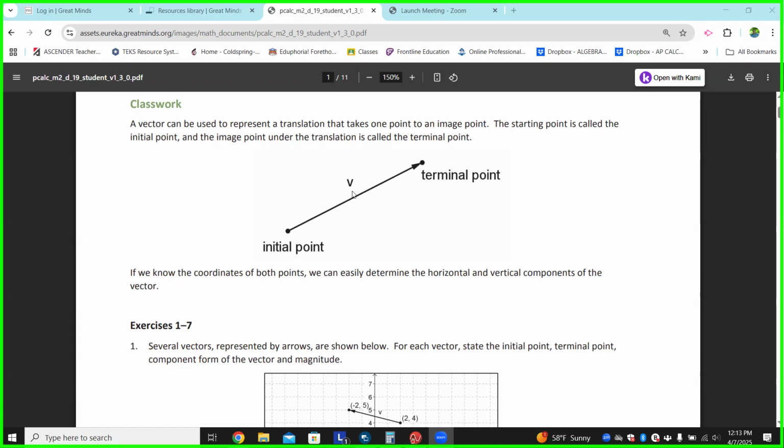All right, so a vector can be used to represent a translation that takes one point of an image to a different point. Hence, here's your initial point. Terminal point would be the new point, right? Whatever the vector v tells you to do. Go up, go down, left, and right, however the situation is. So if we know the coordinates of both points, we can actually figure out what the vector is as well. So if you know the initial point and the terminal point, then you can find the new point.